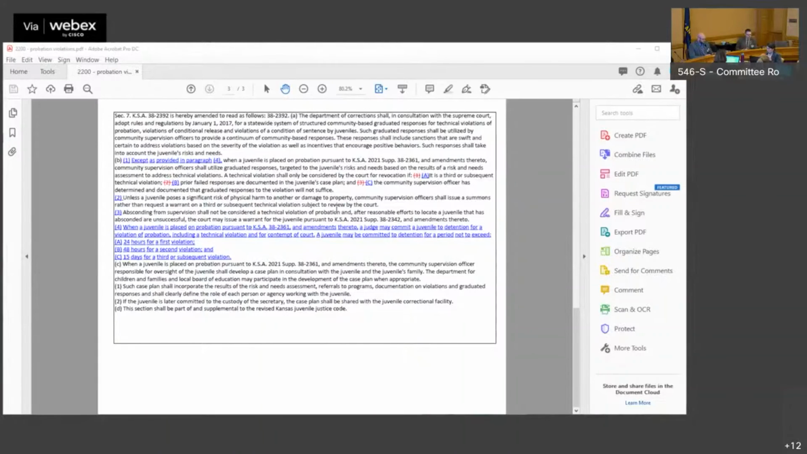Got it. That makes perfect sense. Thank you. We're not talking necessarily then about criminal conduct or conduct that if charged against an adult would be described as criminal. It can be lesser violations.